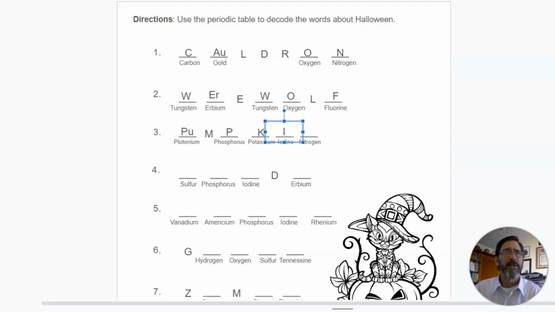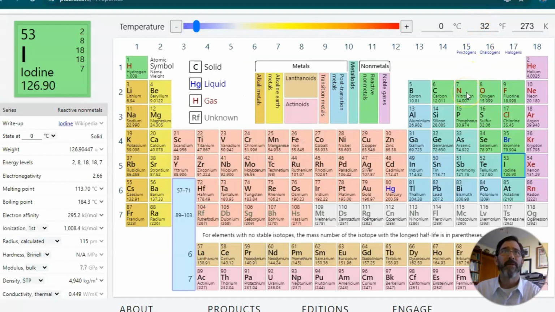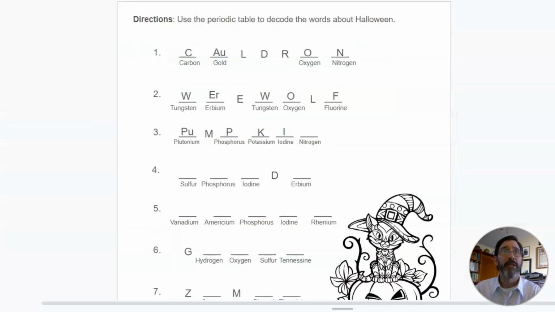Last element for this word, nitrogen. Nitrogen is found at the top of the chart. Number 7, a capital letter N. Nitrogen. Above nitrogen, go ahead and print a capital letter N. The word for number 3 is pumpkin.